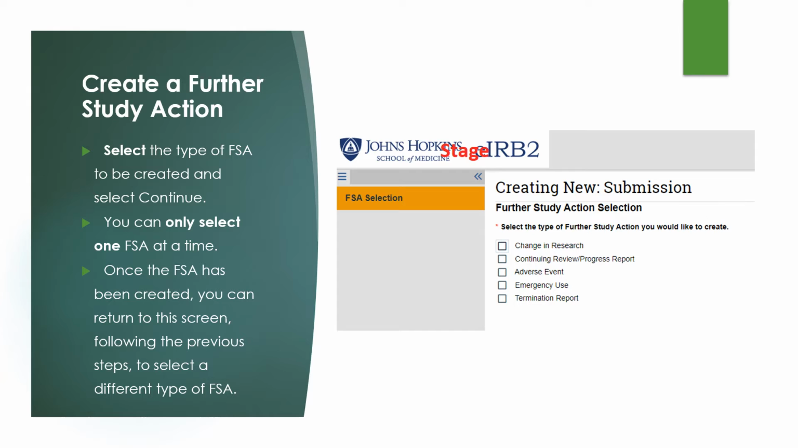Once you selected the Create Further Study Action button, from there you select the type of further study action to be created and you select the button Continue. Please note that you can only select one FSA at a time. Once the FSA has been created, you can return to the screen following the previous steps to select a different type of FSA.